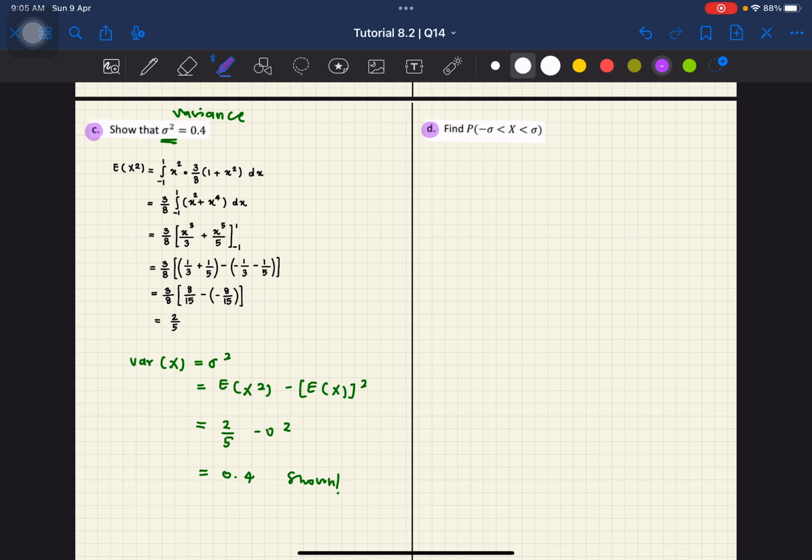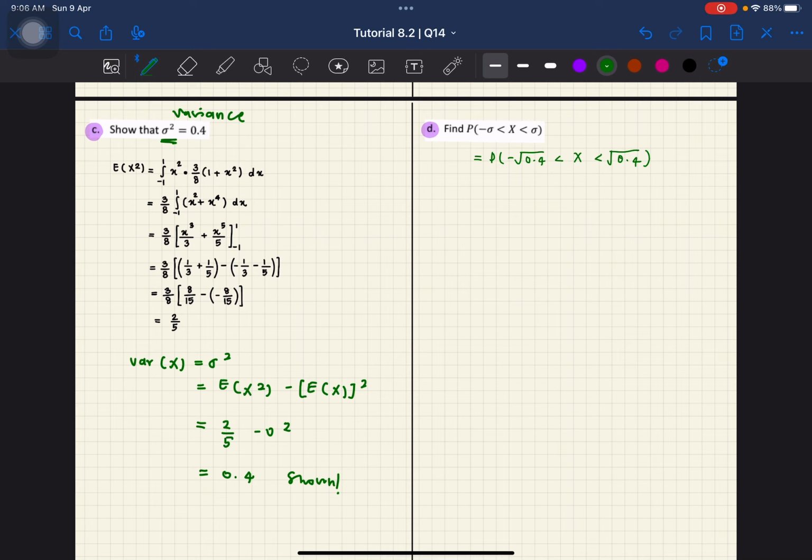sigma. Okay, so mana datangnya negative sigma dengan sigma ni? Okay, so awak dah cari dah sigma dekat sini, which is, sigma square is equals to 0.4. So soalan minta kita sigma sahaja. So just letak square root sahaja. So basically, kita akan tulis dia macam ni. So kita akan buat probability of negative square root 0.4 less than x is less than square root 0.4.